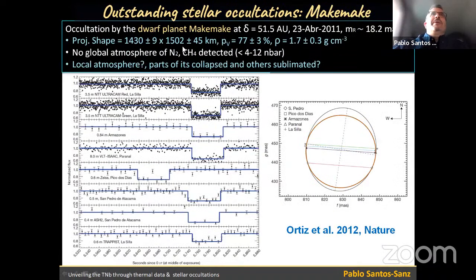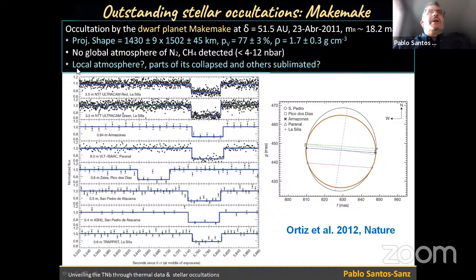Well, another relevant occultation was the occultation by Makemake, another dwarf planet. Also, we obtained the projected shape, which was not circular in this case, and also an albedo of 77%, which is in between the Eris albedo, which we have seen was really very large, and the Pluto albedo. The density is smaller than Eris, which looks reasonable because it's smaller than Eris.